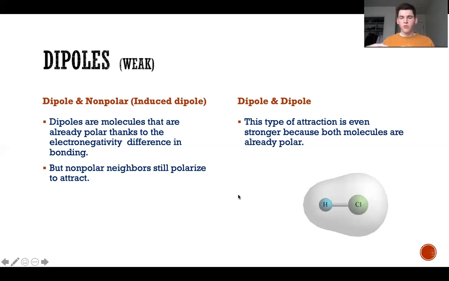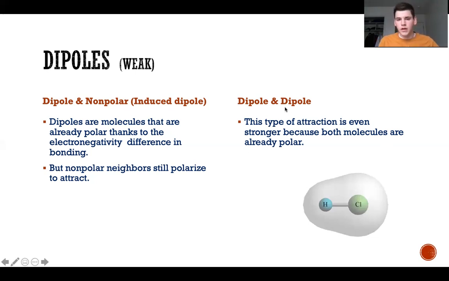It already has a negative and a positive side to it. And so it is much more likely to attract to those around it, especially when you've got one end that is negative and the other half is positive. That means there are other molecules around it that also have a positive and negative end, so that negative goes to positive and so on and so forth. So that's your dipole attraction.